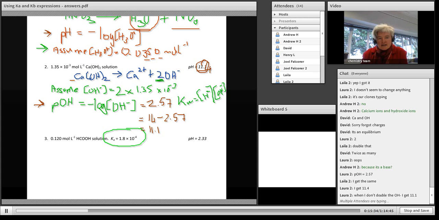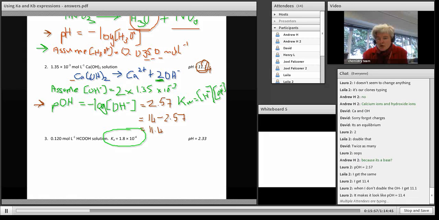Okay, now can you tell me what is wrong with my working here that I've done? I've said pOH is equal to negative log of OH minus is equal to 2.57. Because I want to work out the pH, it's equal to 14 subtract 2.57, which gives me an answer of 11.4. Right, Laura, it makes it look as though the pOH is equal to 11.4.